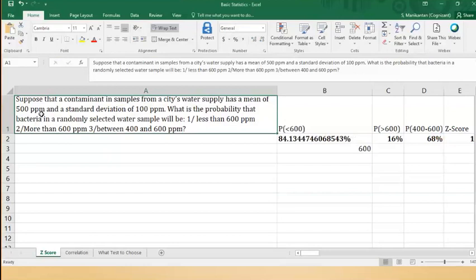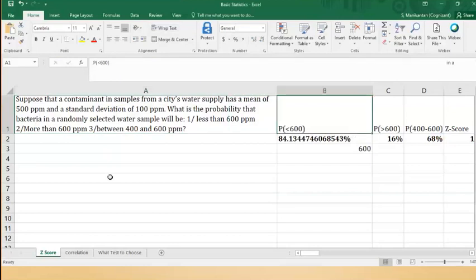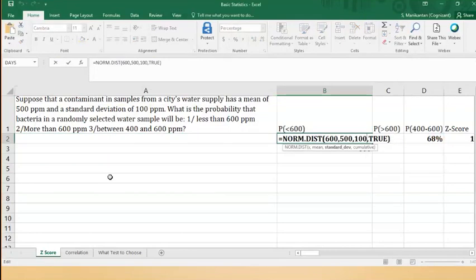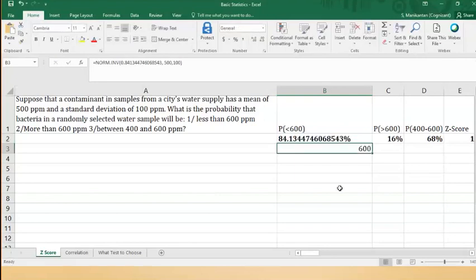Now to calculate this, Excel has a simple formula: NORM.DIST of x, mean, standard deviation, cumulative. x is the value for which you are checking, so it's 600, 500 is my mean, 100 is my standard deviation. Cumulative equal to false indicates the probability of the value being exactly 600. We are not interested in that. We want to know the value being less than 600, so you choose cumulative equal to true. You get an 84% chance that a random sample will have less than 600 parts per million of contaminant.